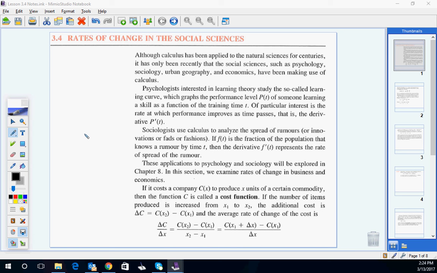Sociologists use calculus to analyze the spread of rumors. Like how fads and fashions spread, they use rate of change for that, especially with social media today, how things spike in terms of people talking about it, tweeting about it, all those things. And then economics, obviously, maxing out revenue, the cost of a function, its peak time to sell, those types of things. Okay, so all three of those we're going to look at.